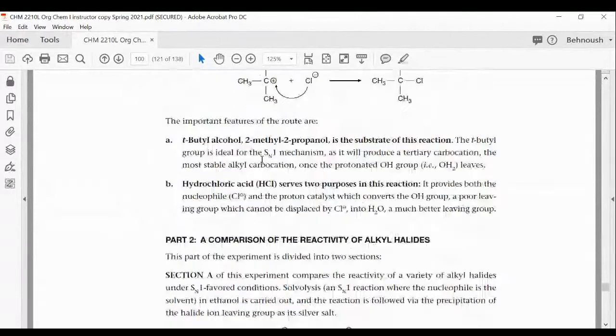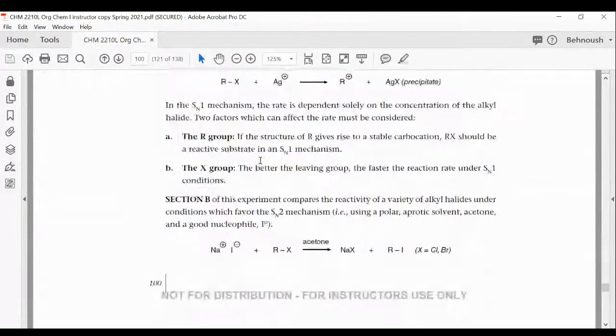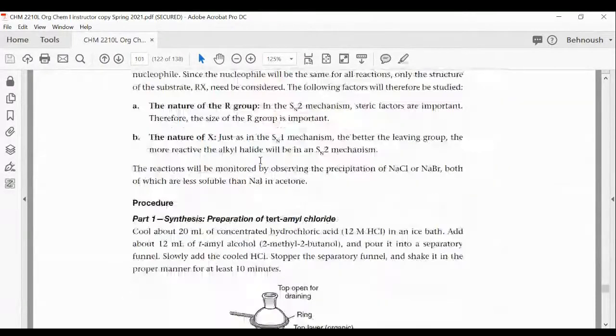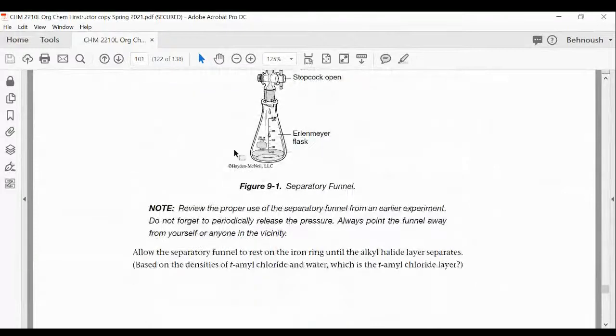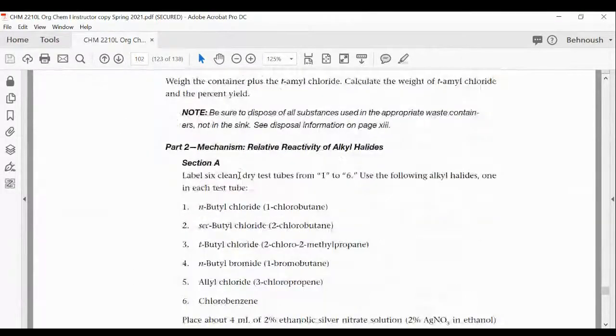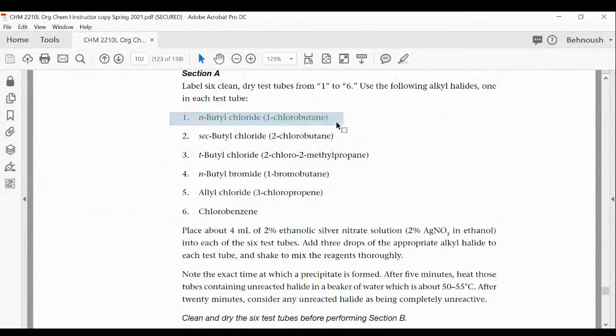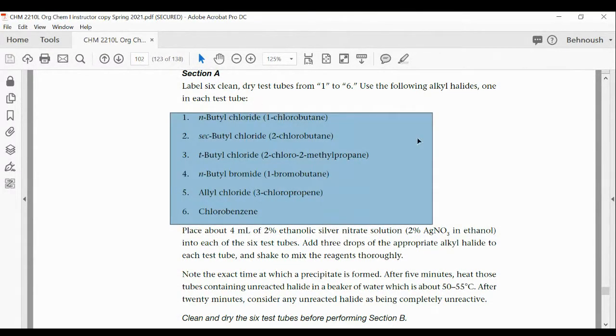For part 2, you have A and B. For A, which is the SN1 reaction, you are going to compare these 6 compounds, or as many as you see in the video, and say which one is going to go faster for SN1. Now, if it's SN1 and a carbocation forms, tertiary is going to be faster, right? So 3 would be faster than 1 for SN1.